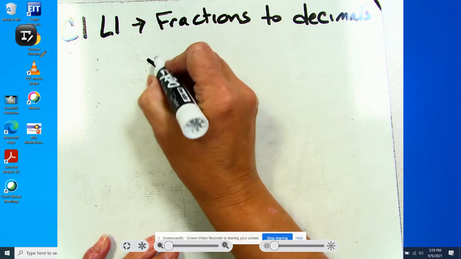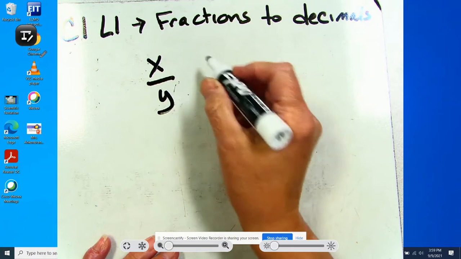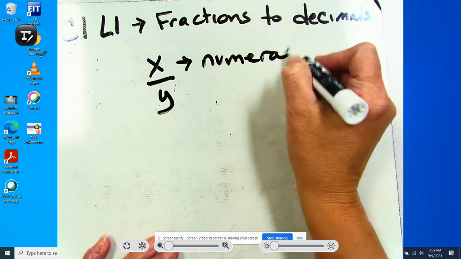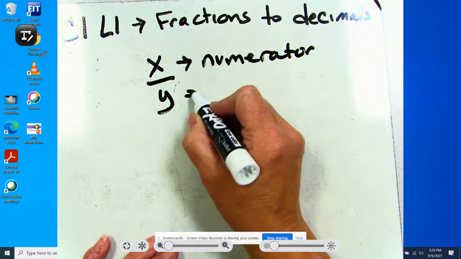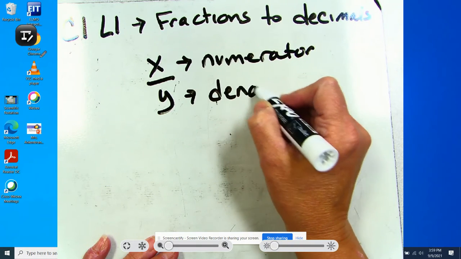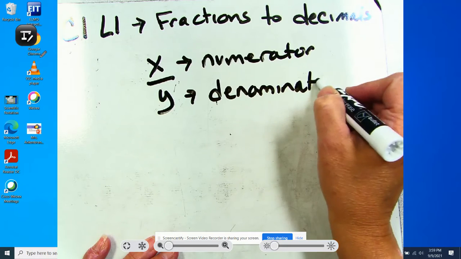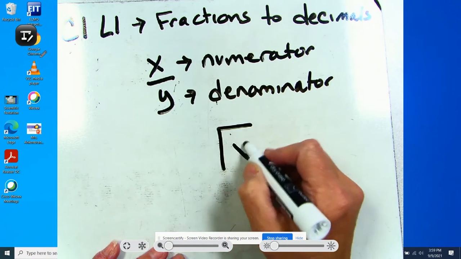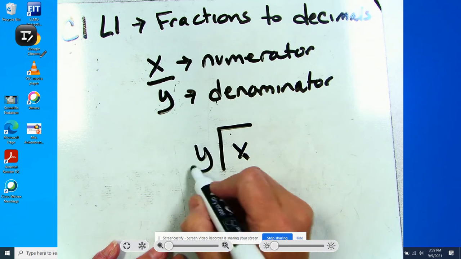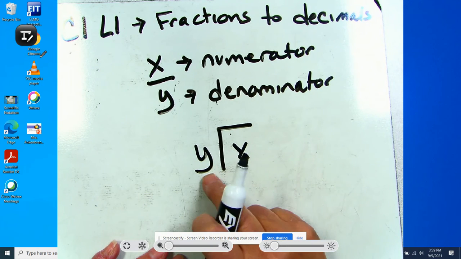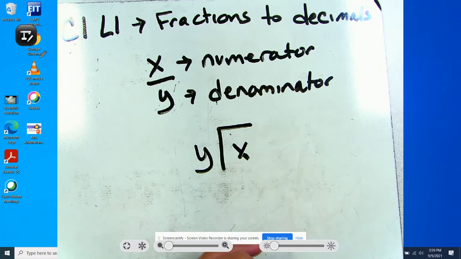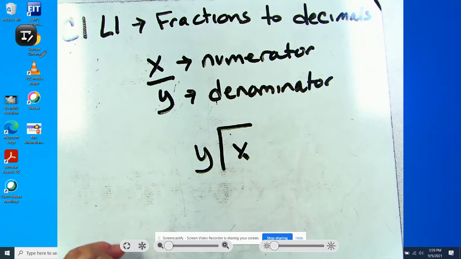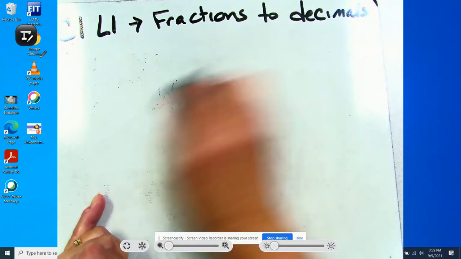So if you had x over y, just to be clear, this is the numerator and this is the denominator. Okay, you're going to put the top number into the box and the bottom number out of the box. Numerator in, denominator out. So this is how you would change a fraction into a decimal. So let's do a couple of problems.